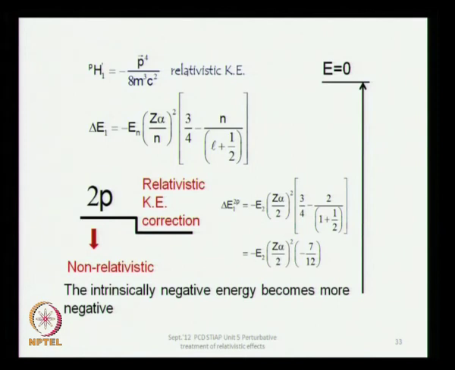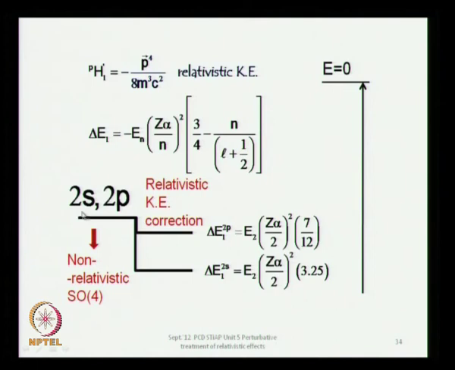So, these are the two corrections, and if you now consider both, 2p has dipped by a small amount, 2s has dipped by a larger amount because of the difference in these two numbers. This is 7 over 12, this is 3.25, right. So, now may I ask if the 2s 2p degeneracy has been removed in the hydrogen atom? Would it be appropriate to say that the hydrogen atom will not have degeneracy with respect to the 2s and 2p states because of the relativistic kinetic energy correction? But then what did we say earlier at the beginning of the class? I showed you some pictures. I showed you the Schrodinger energy levels, then I showed you the Dirac energy levels. Yeah, there are other terms.